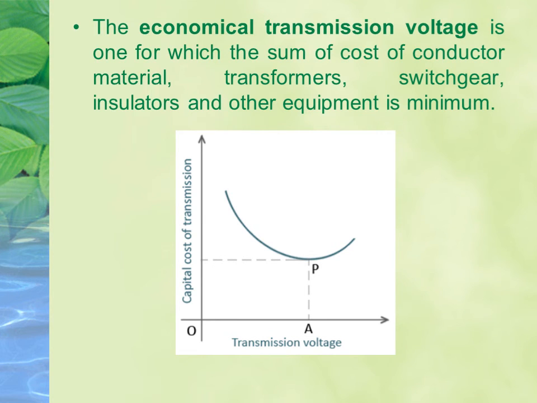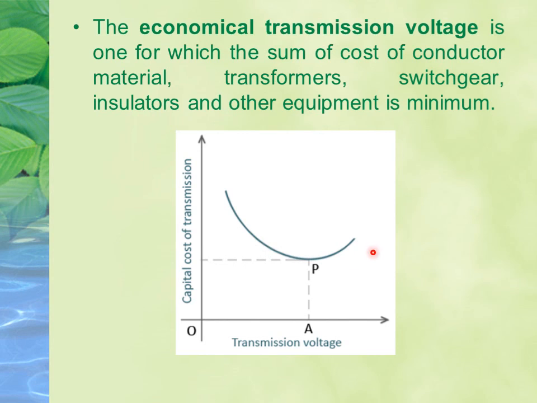From the above advantages and limitations of high voltage transmission, we can say that with the increase in transmission voltage, the cost of the conductor material can be reduced and efficiency can be increased. But the cost of transformers, insulators, switchgears, etc. is increased at the same time. Thus, for overall efficiency, there is an optimum transmission voltage, right? So, for the economical transmission voltage, the sum of the cost of conductor material, transformer, switchgear and insulators should be minimum.